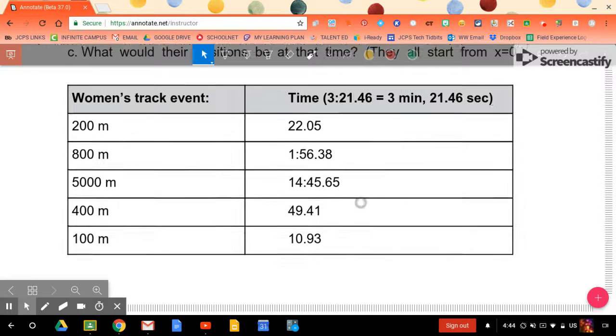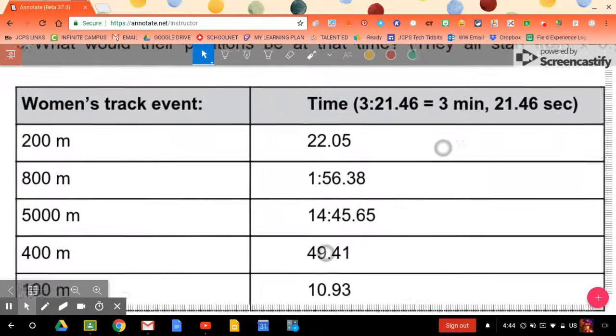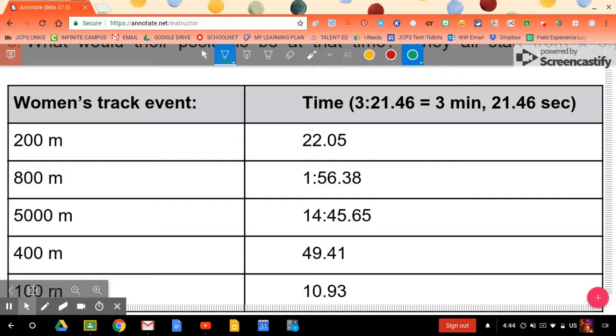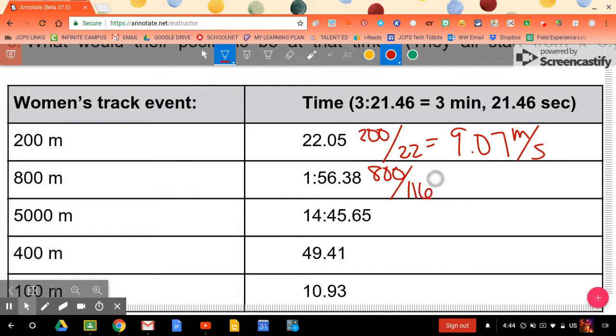So I'm going to write it next to it, and I'm going to have to blow it up quite a bit. Okay. So our first one, we went 200 meters in 22 seconds. So we get 9.07 meters per second. Next one, we do 800 meters. And again, I'm going to change this to seconds. So 1 minute has 60 seconds. So do 60 plus 56. Get 116. Get 6.9 meters per second.